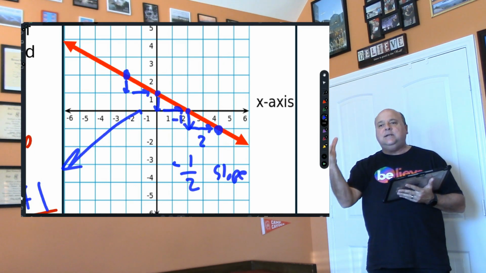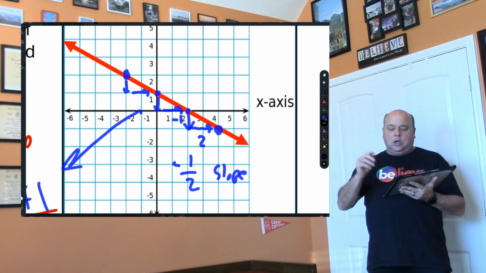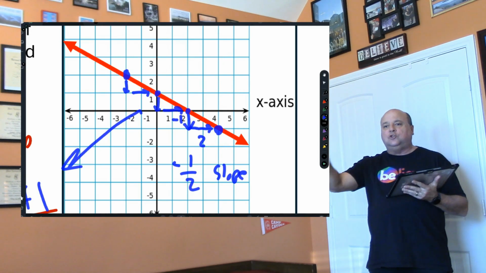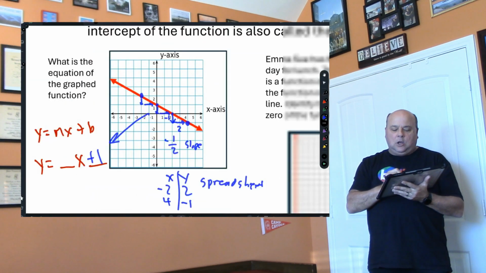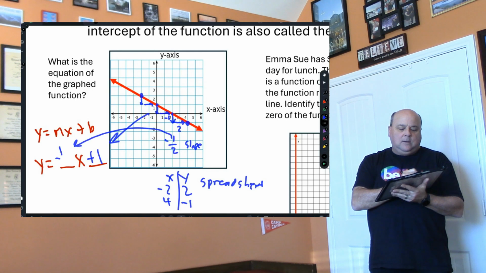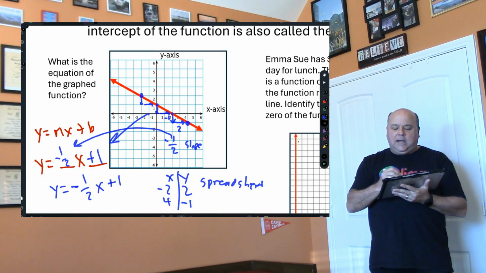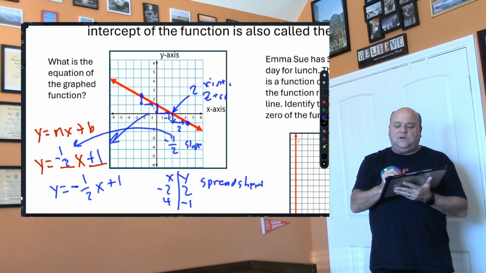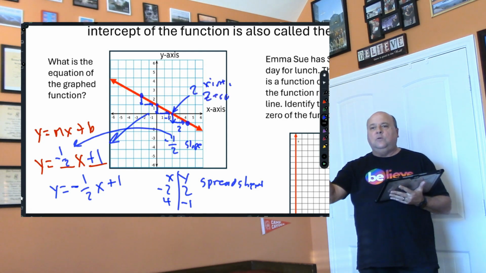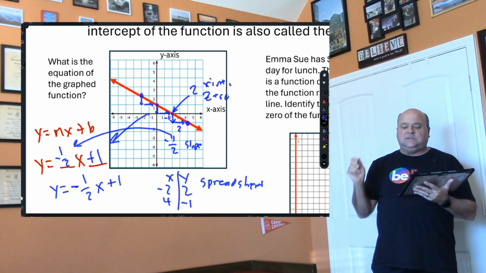That's what the line does on the graph. So the slope tells you how much up or down and to the right. So I know my slope is -1/2. My equation is going to be y equals -1/2 x plus 1. Okay, also important, that 2 is the x-intercept. That is your 0 of the function, isn't it? You need to know the x-intercept is the same thing as the 0.